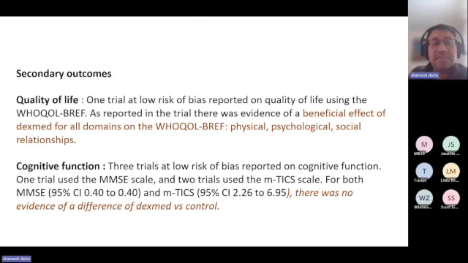Coming to secondary outcomes, they used the WHO quality of life protocol and it kind of showed that dexmedetomidine has a beneficial effect on physical, psychological, and social relationships. Again, for cognitive function, there were very few trials that monitored it. One trial used the MMSE scale, other ones used the MTIC scale, and for both, there was no such major difference to prove that Dexmed was beneficial.